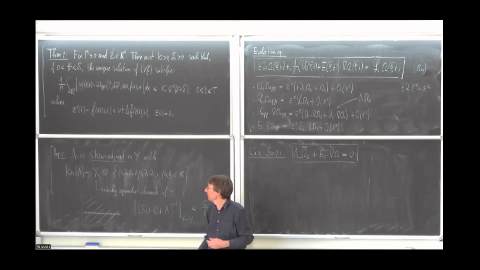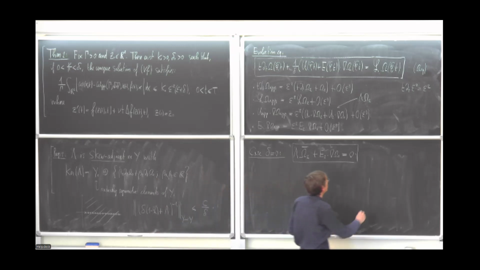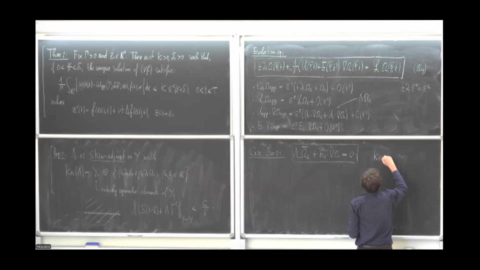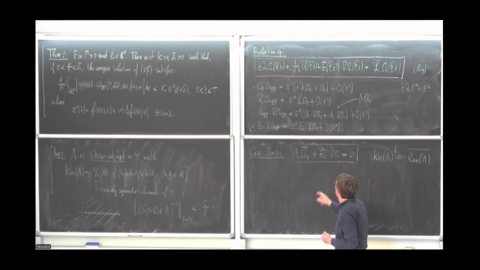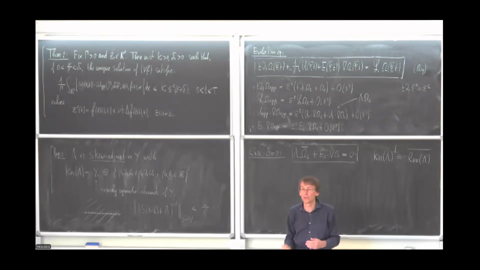This is far from obvious because I know that lambda has a huge kernel, and I remind you that the orthogonal of the kernel of lambda is the closure of the range of lambda. So if I want to solve this equation, I need this to be in the range of lambda. So at least a necessary condition is that it should be orthogonal to the kernel of lambda. This is a solvability condition.